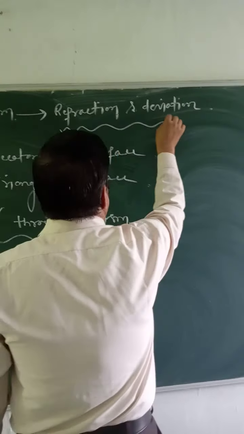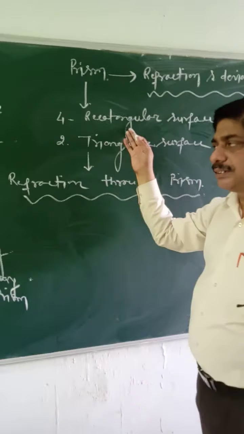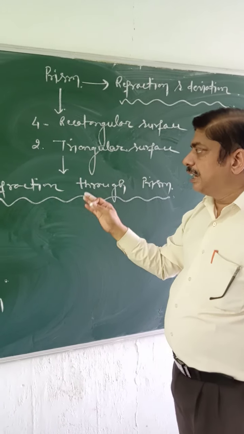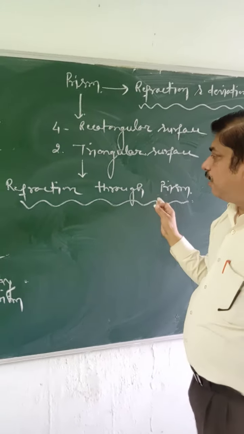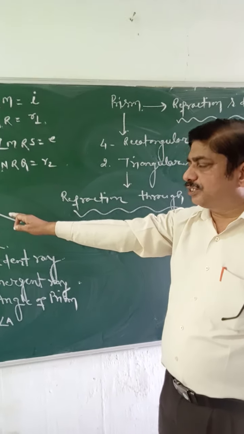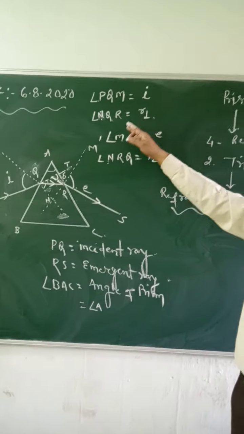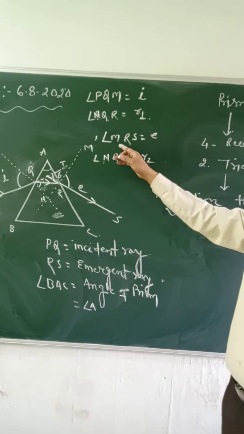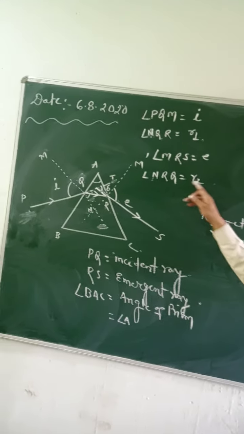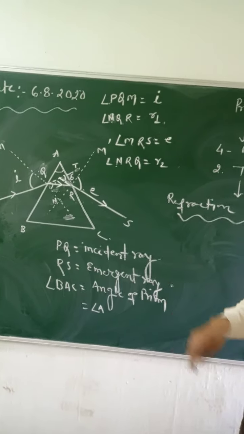It has four rectangular surfaces and two triangular surfaces. How does the refraction occur through the prism? So this is the diagram of the refraction, and here is the description. What is angle PQM, what is angle NQR, what is angle MRS, what is angle NRQ. So this is the refraction through the prism.